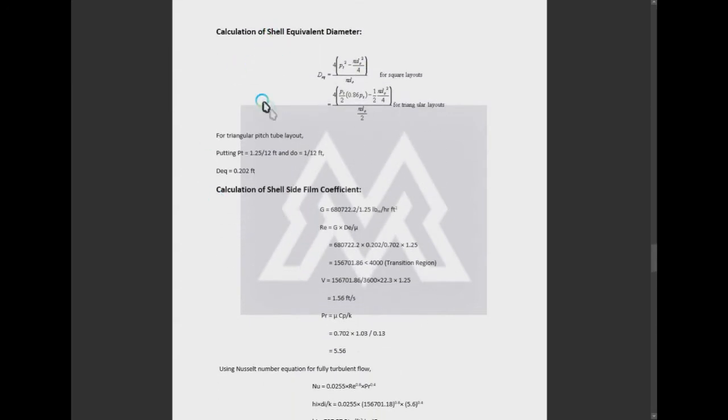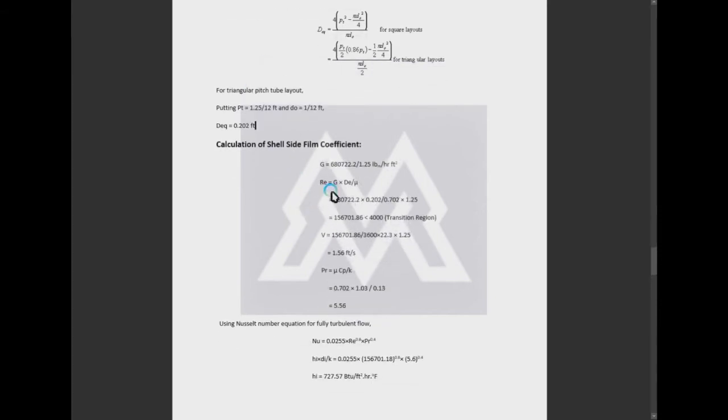The next step is calculating the shell side film coefficient. It is actually the same as we have done in the tube side film coefficient calculation. Everything is the same, the only difference is that here we use the equivalent diameter of the shell. Remember, do not use the inner diameter of the shell. You have to calculate the equivalent diameter and use it here. If you do not use it, it will cause a large error in the calculation of the heat transfer coefficient.